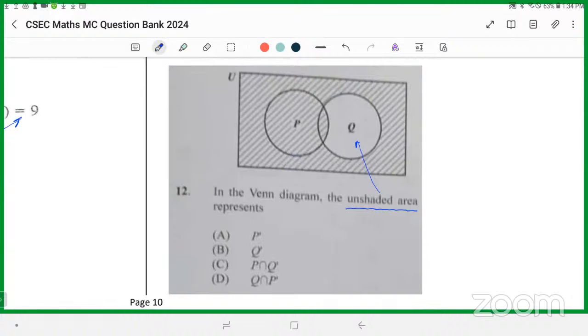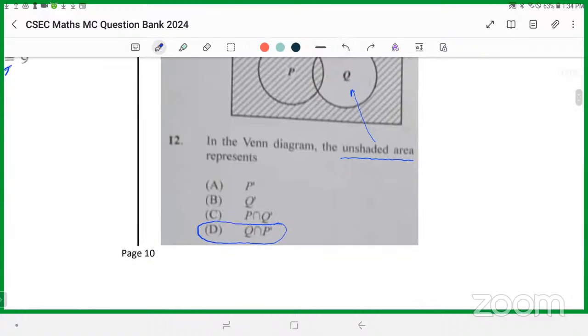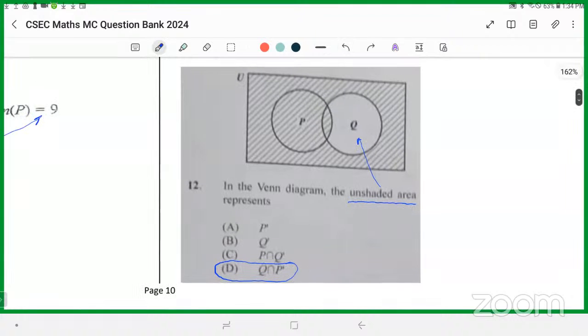See it here? Q and, because the intersection means and, outside of P. That's what this is. So the answer is this one. You're in Q and at the same time, you're outside of P. That's Q only. So that is that one, the unshaded area. All right.